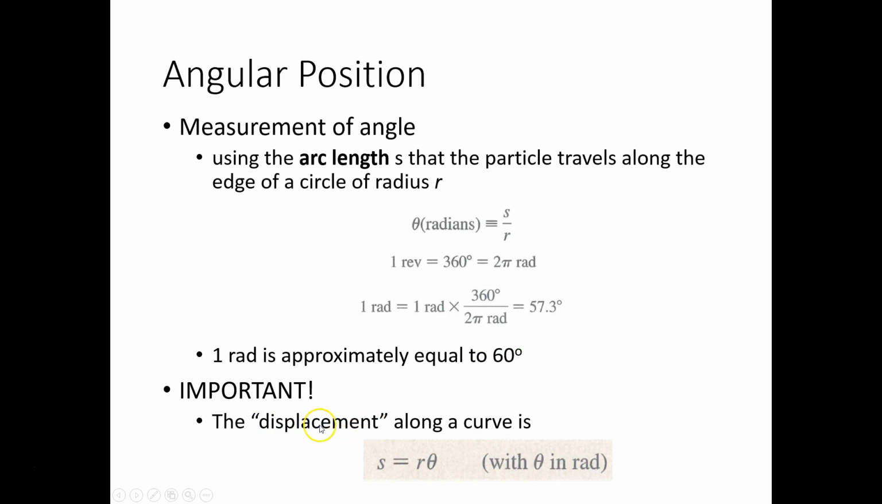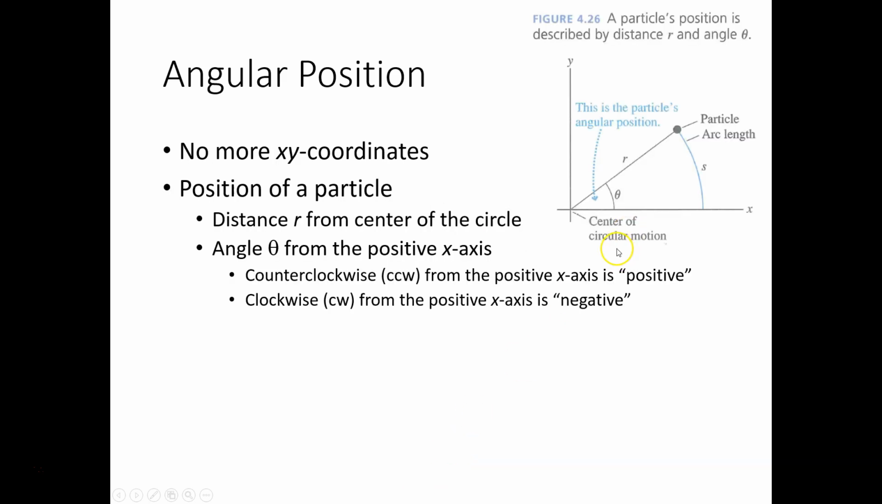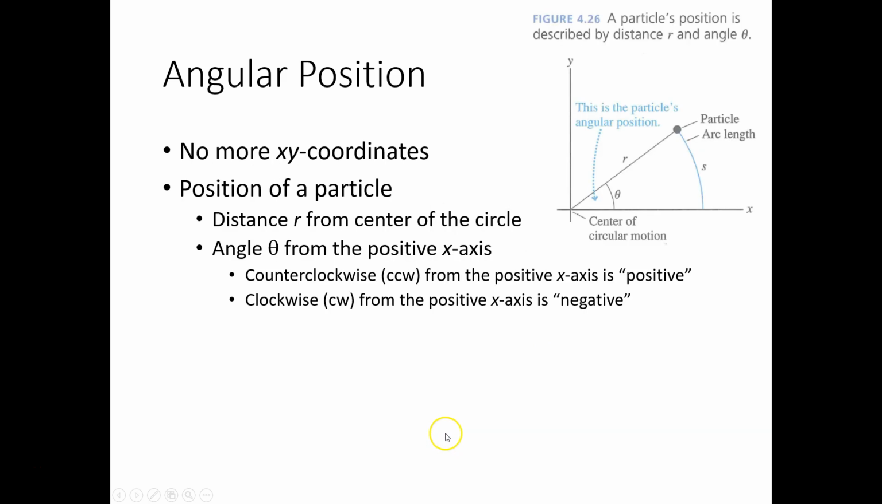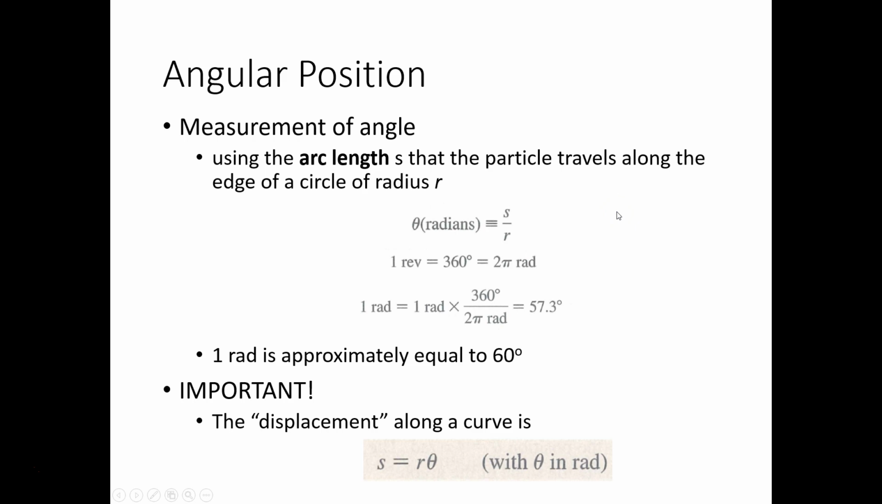It's really important here that you see the displacement along the curve is equal to the radius times the angle in radians. So if I want to know this displacement s, so if I look at the arc length, that's equal to the radius, which is what we have here, times the angle, and that angle has to be in radians. So if I want s, it's just r times the angle in radians.